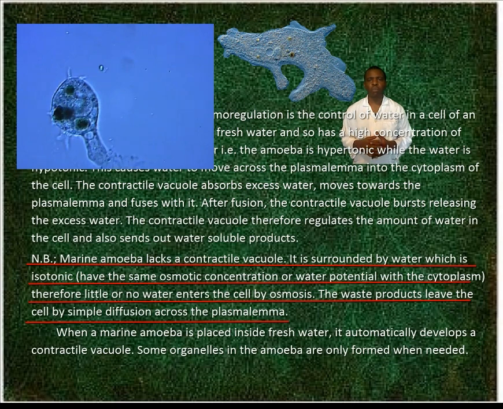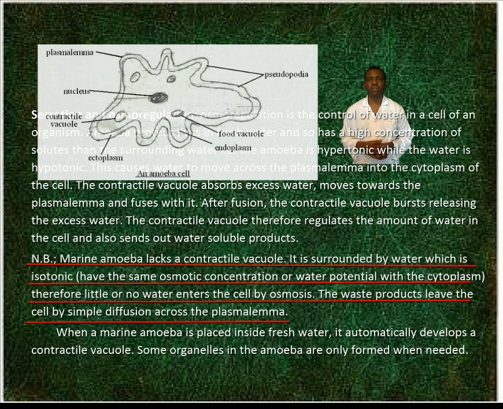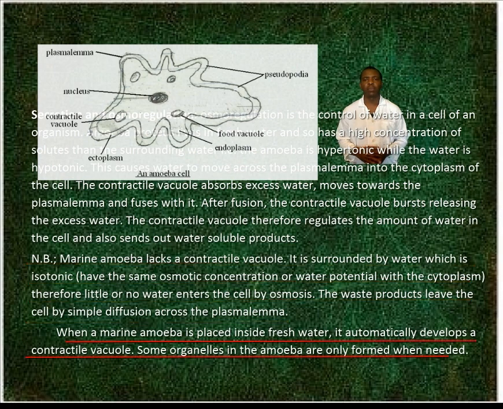Note: marine amoeba lacks a contractile vacuole. It is surrounded by water which is isotonic, that is, has the same osmotic concentration or water potential as the cytoplasm. Therefore, little or no water enters the cell by osmosis. The waste products leave the cell by simple diffusion across the plasmalemma. When a marine amoeba is placed inside fresh water, it automatically develops a contractile vacuole. Most organelles in the amoeba are only formed when needed.